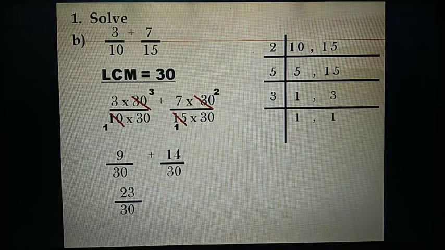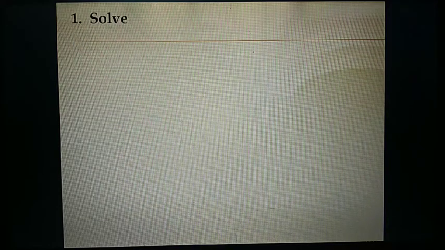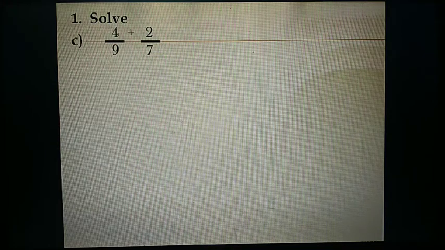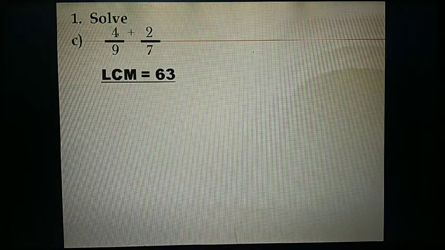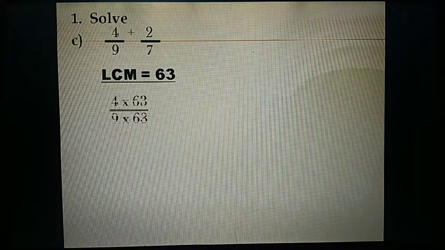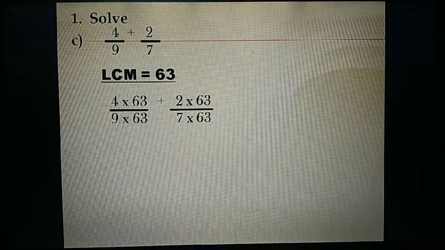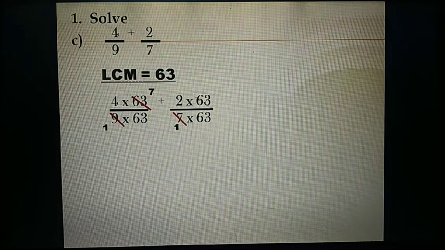Again, we will move to the next sum. Fractions are unlike, denominators are co-prime numbers. So the LCM will be the product of the numbers, that is 63. Multiplying both the fractions by the LCM in the numerator as well as in the denominator part. Perform cancellation. 9 ones are 9, 7s are 63. 7 ones are 7, 9s are 63.